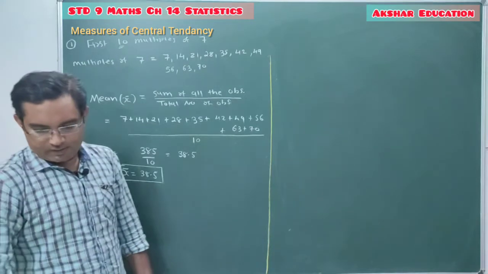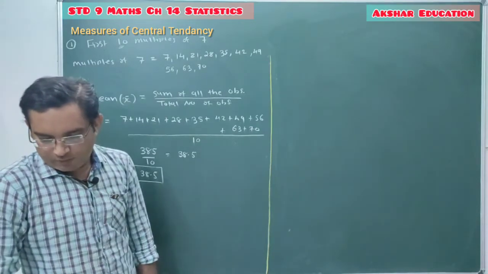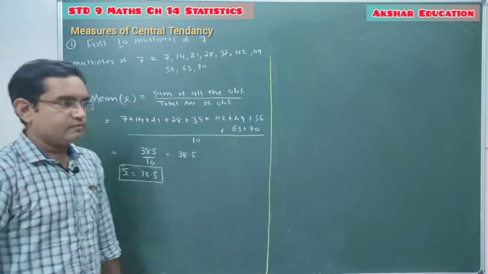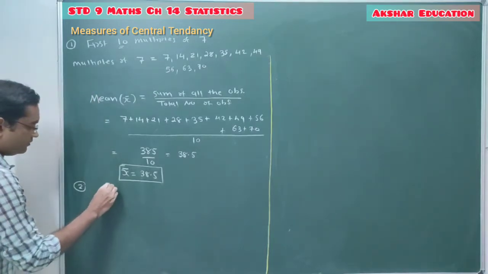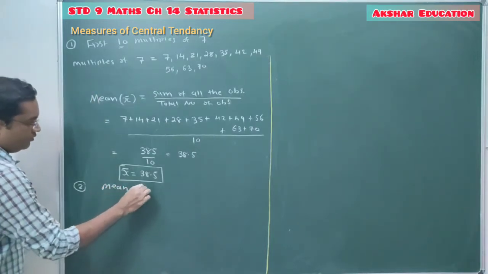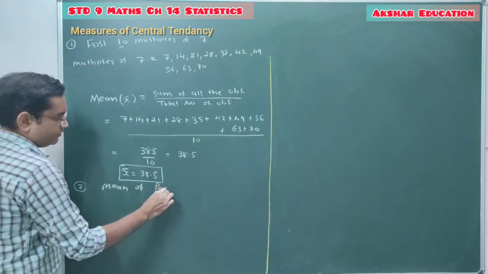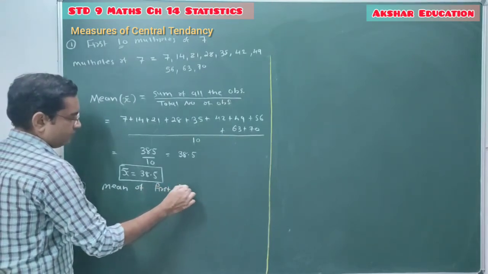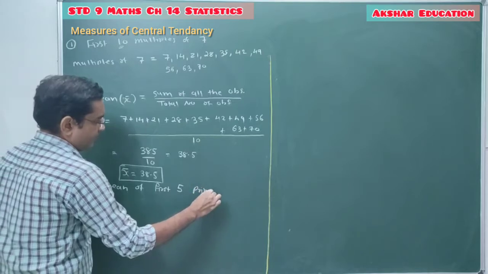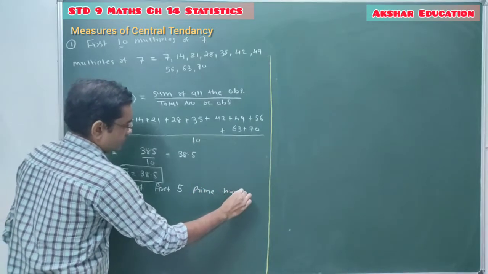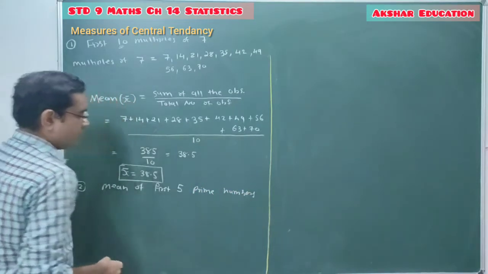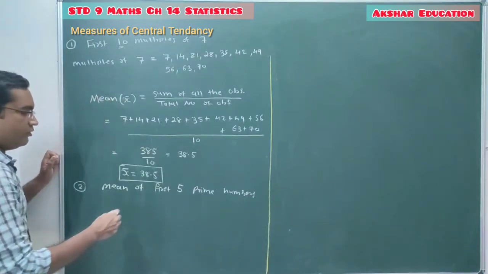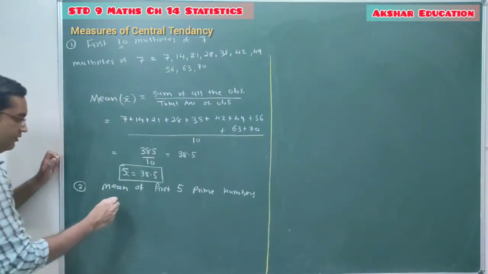Now question number 2. Very simple sums are there. Question number 2: calculate the mean of first 5 prime numbers. You have to find the mean of first 5 prime numbers. So prime numbers start from the 2.